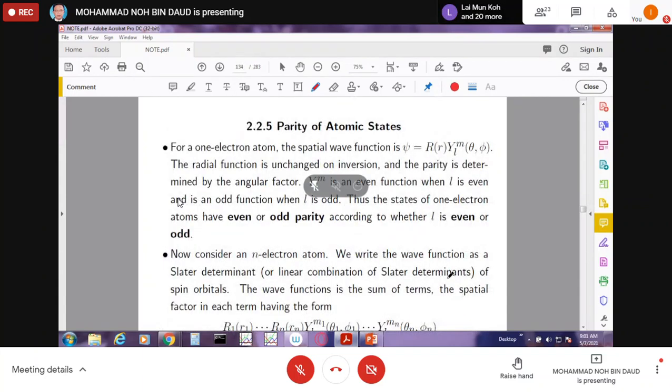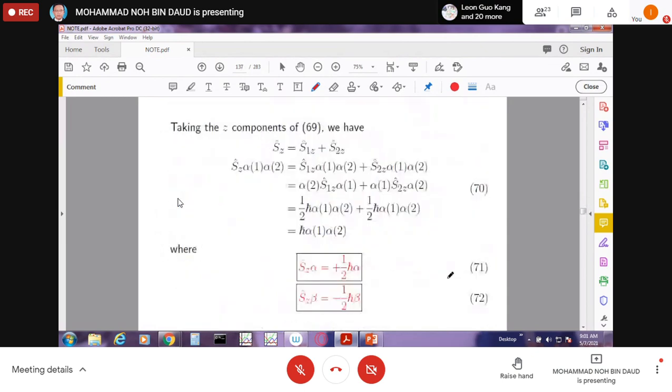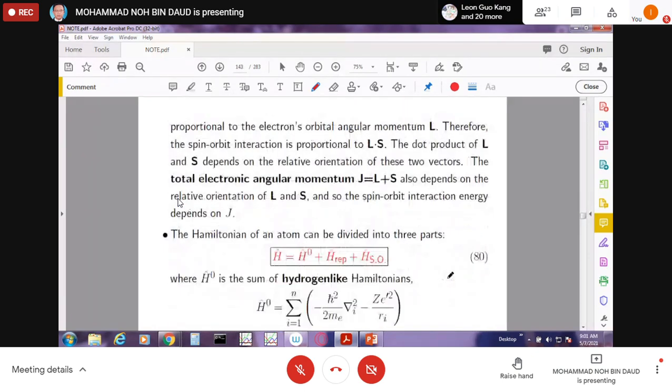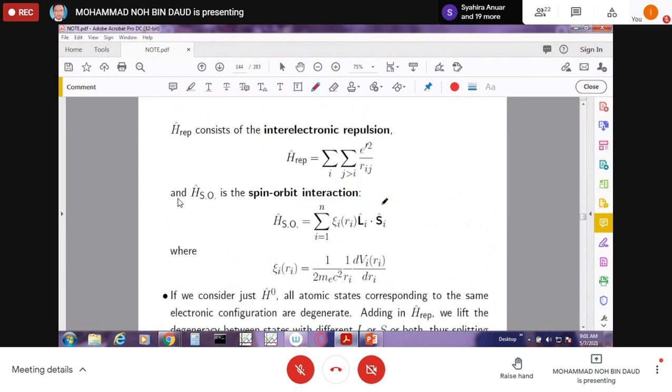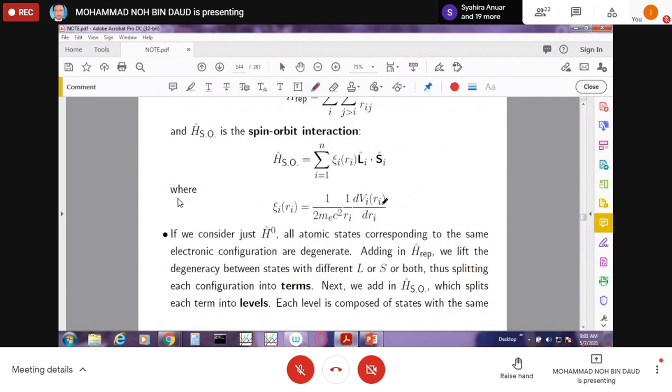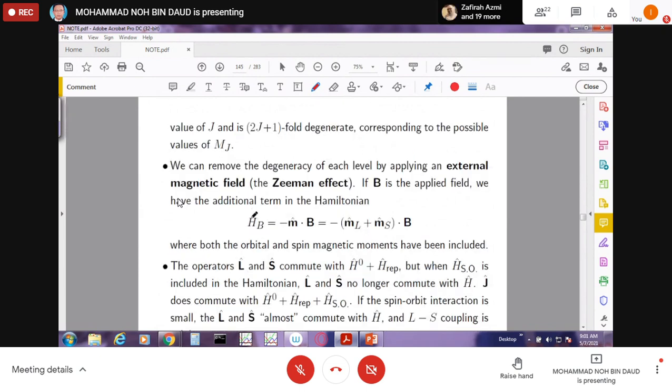The atomic Hamiltonian only contains the zero order Hamiltonians, the Hamiltonians for electron repulsions, and the Hamiltonian from the couplings of spin and the orbital angular momenta. So we can have these additional terms.